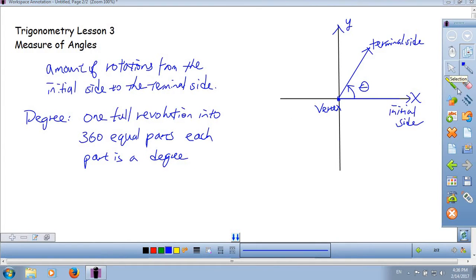Let me demonstrate what one full revolution is. Let's say we start from the initial side. If I rotate in any direction and come back to the same initial position, that's one full rotation, and I can have one full rotation in the other direction as well. In one full rotation, you're basically creating a circle. If you trace the arc of the rotation, that's one whole circle. You divide that one full revolution into 360 equal parts, and each part is a degree.